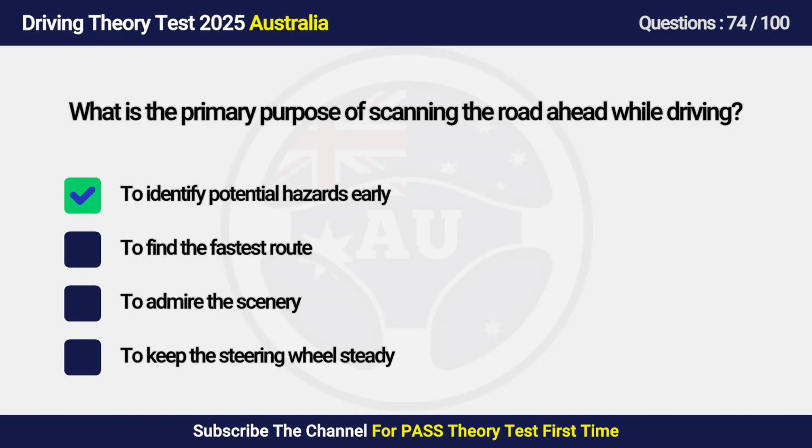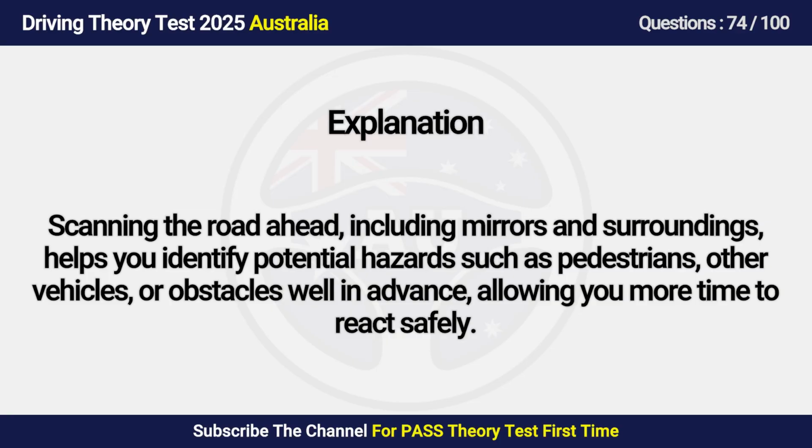Answer is A. To identify potential hazards early. Scanning the road ahead, including mirrors and surroundings, helps you identify potential hazards such as pedestrians, other vehicles, or obstacles well in advance, allowing you more time to react safely.